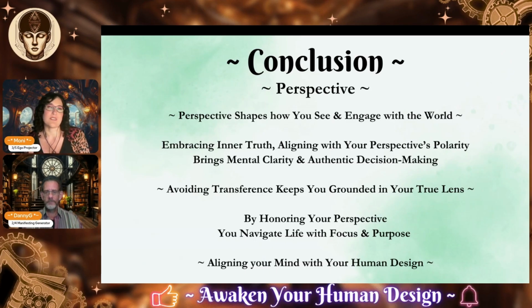Here we have our conclusion on perspective. Perspective shapes how you see and engage with the world. By embracing inner truth and aligning with your perspective's polarity, this brings mental clarity and authentic decision making. Avoiding transference or getting lost in transference keeps you grounded in your true lens and direction. By honoring your perspective, you navigate life with focus and purpose, aligning your mind with your human design. And that's part of what this whole thing is about. It's about aligning yourself with your design.